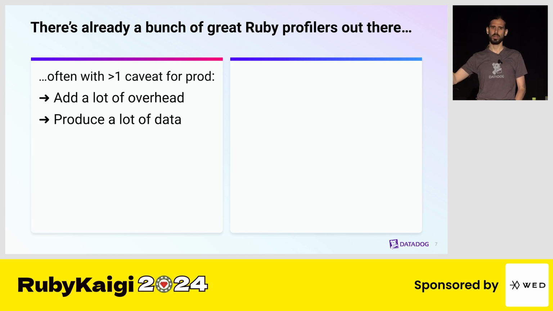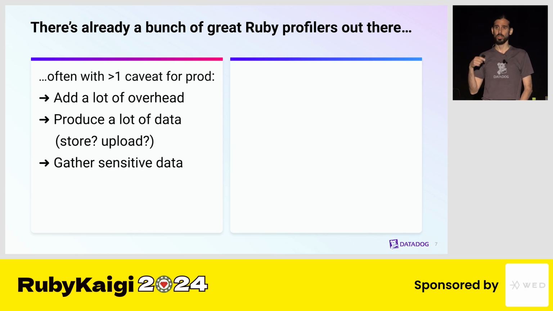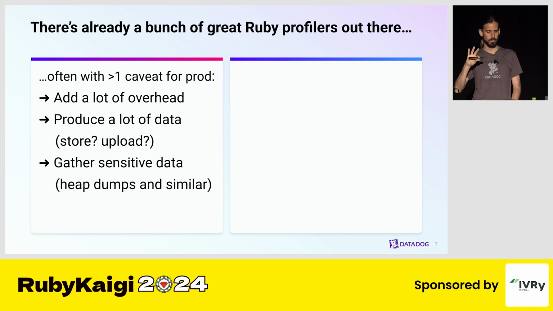So if you are running that in production, you need to solve the problem of, am I going to store this in a cloud instance? Where can I store it? What if I have containers? Where do I store this information? Do I upload it somewhere to S3? Some profilers also gather sensitive data. So for instance, here I'm thinking of heap dumps and similar, where if you take a heap dump in production, you might have database keys or customer data in there. So you need to be careful in how you manage this.